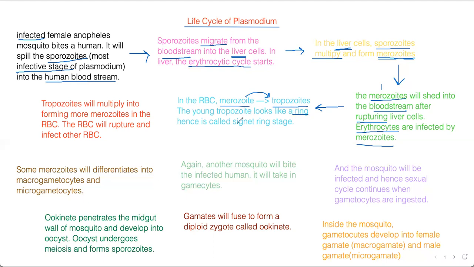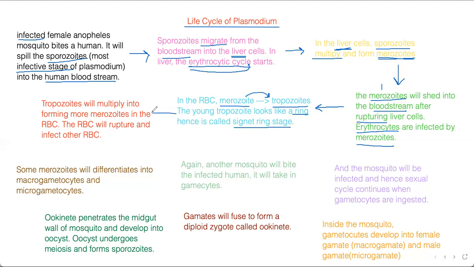Hence, this stage of Plasmodium is known as the signet ring stage. So remember, the signet ring stage is in the erythrocytic cycle. The trophozoite is still in the RBC.